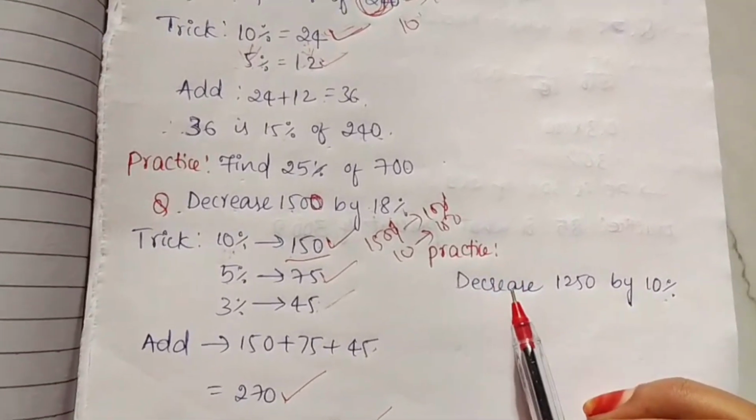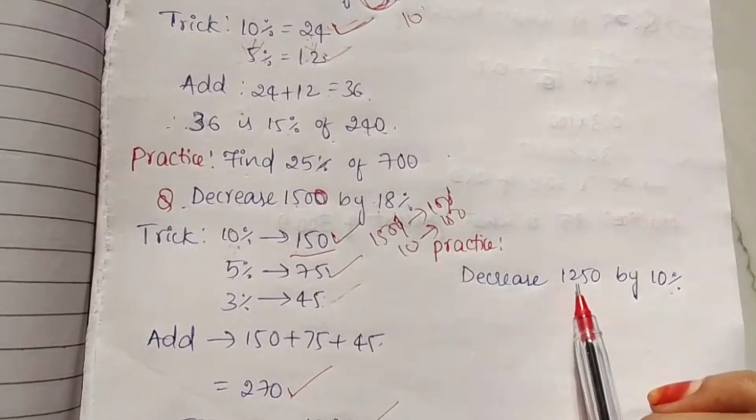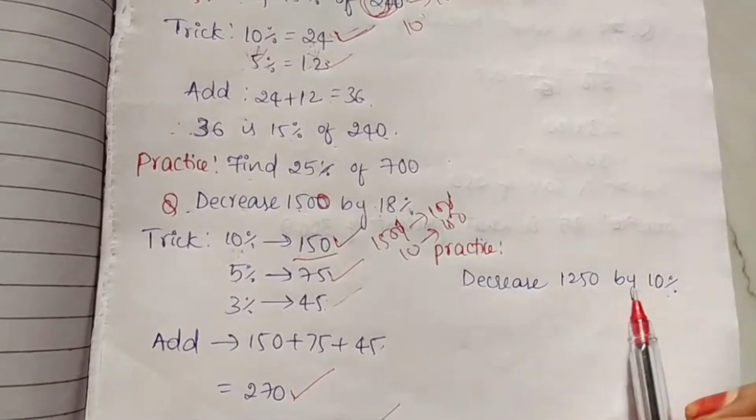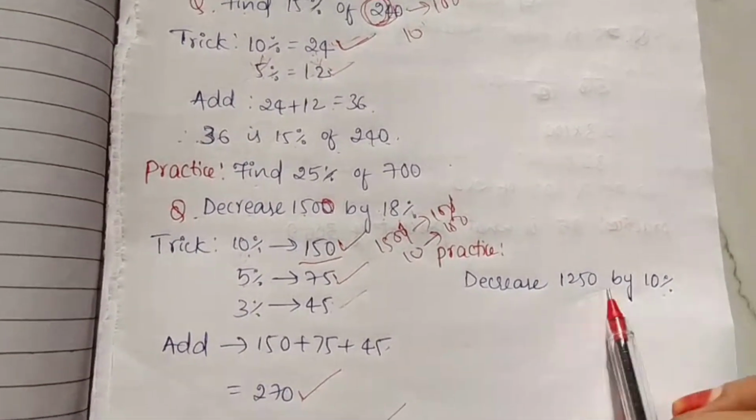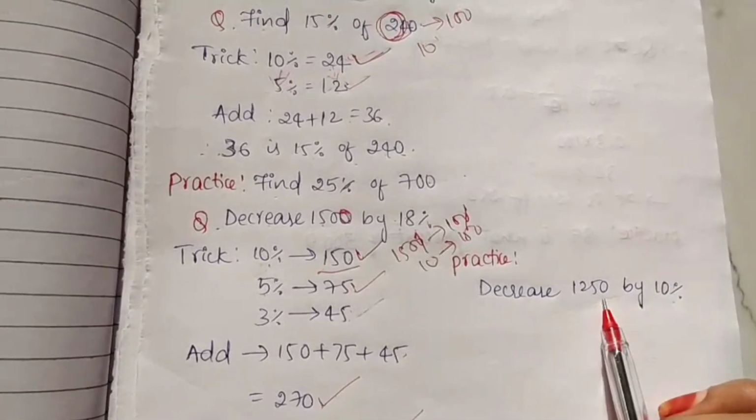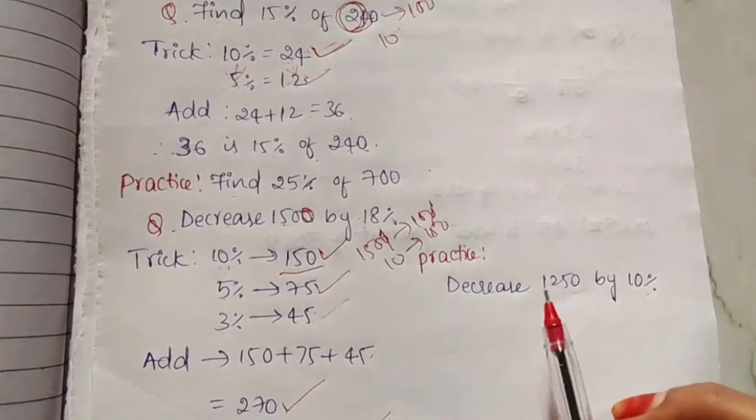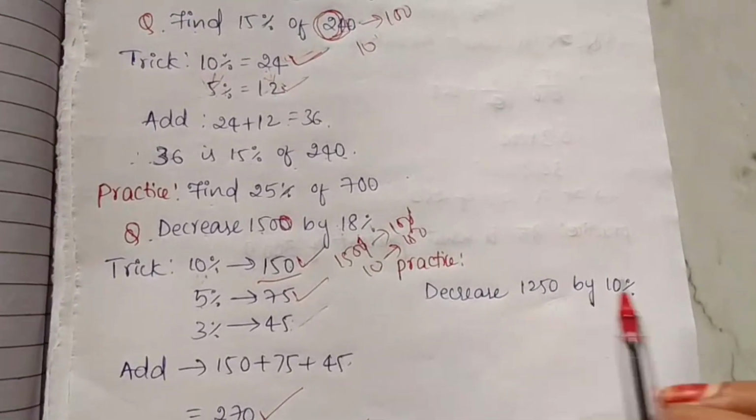I have a practice question for you. Decrease 1250 by 10% and let me know in the comment section what you got. Very simple. These are the very basics of percentage related problems in aptitude.